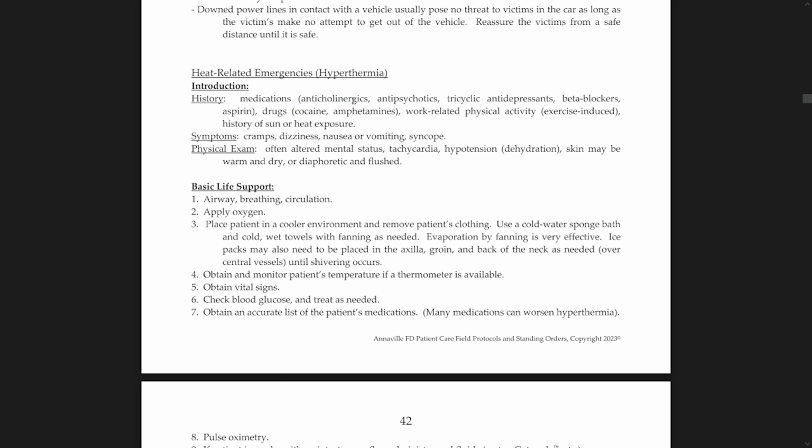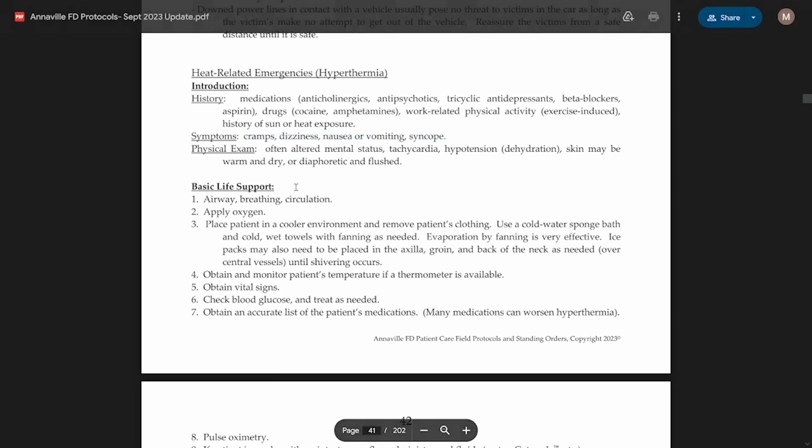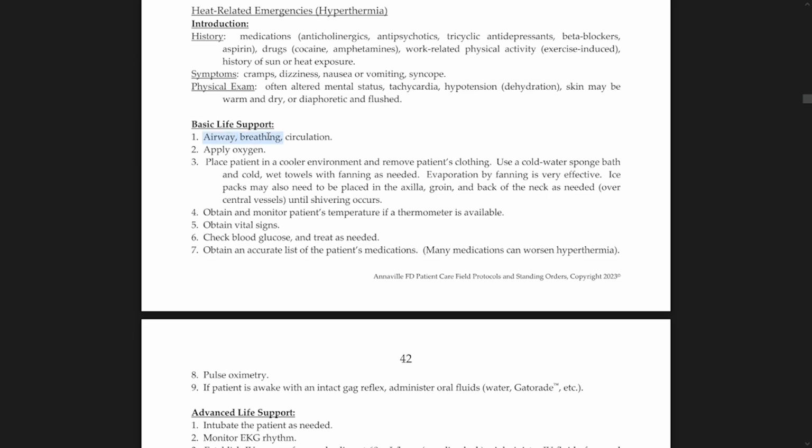Next, for heat-related emergencies such as hyperthermia, some history we can watch out for: medications such as anticholinergics, antipsychotics, tricyclic antidepressants, beta blockers, aspirin, drugs such as cocaine and amphetamines, work-related physical activities such as exercise-induced, history of sun or heat exposure. We want to watch out for symptoms such as cramps, dizziness, nausea, vomiting, or syncope, which again just means passing out.